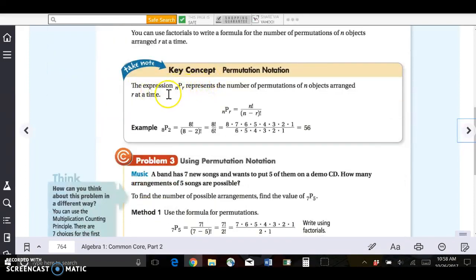So the expression nPr represents the permutation of n objects arranged r at a time. So if I have n objects and I have them arranged in a group of r, then my formula for that would be n factorial divided by n minus r factorial. So for example, if I had 8 objects arranged 2 at a time, that would be 8 factorial divided by 8 minus 2 factorial. And so I would evaluate this with 8 factorial divided by 6 factorial, and I'll have 8 times 7 times 6 times 5 and so on and so forth, and then 6 times 5 times so on and so forth.